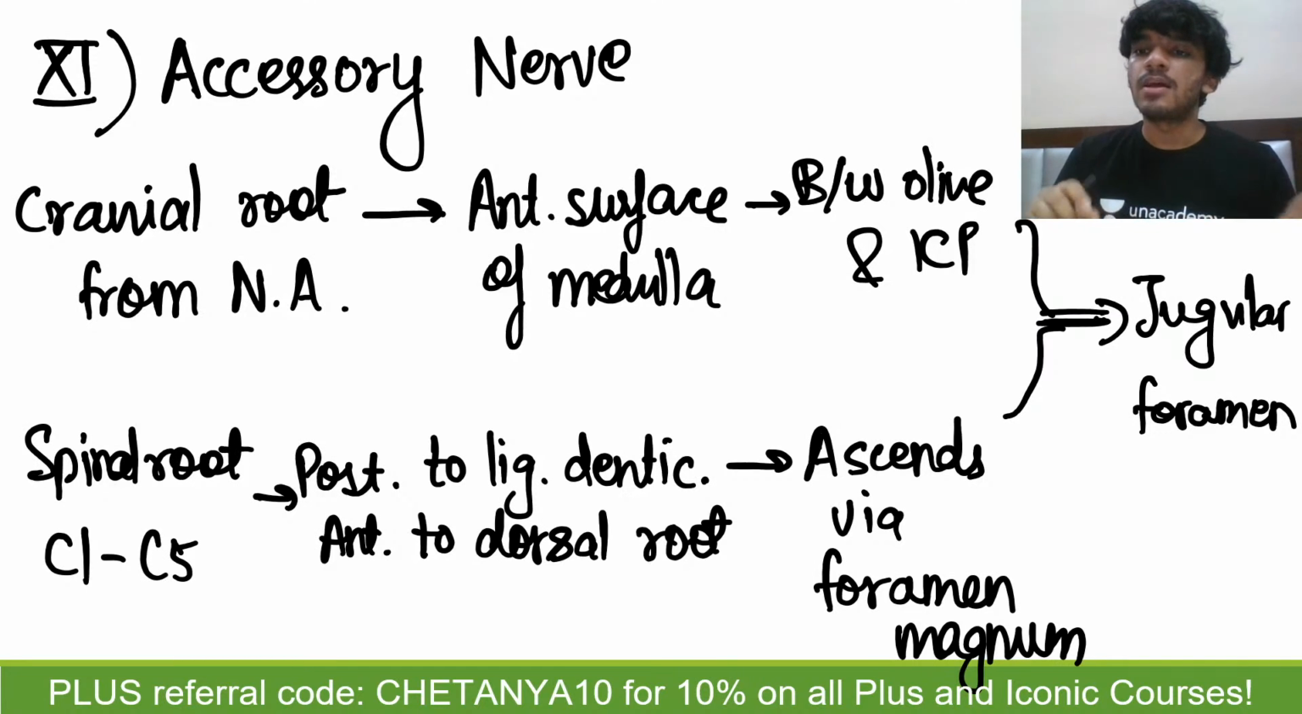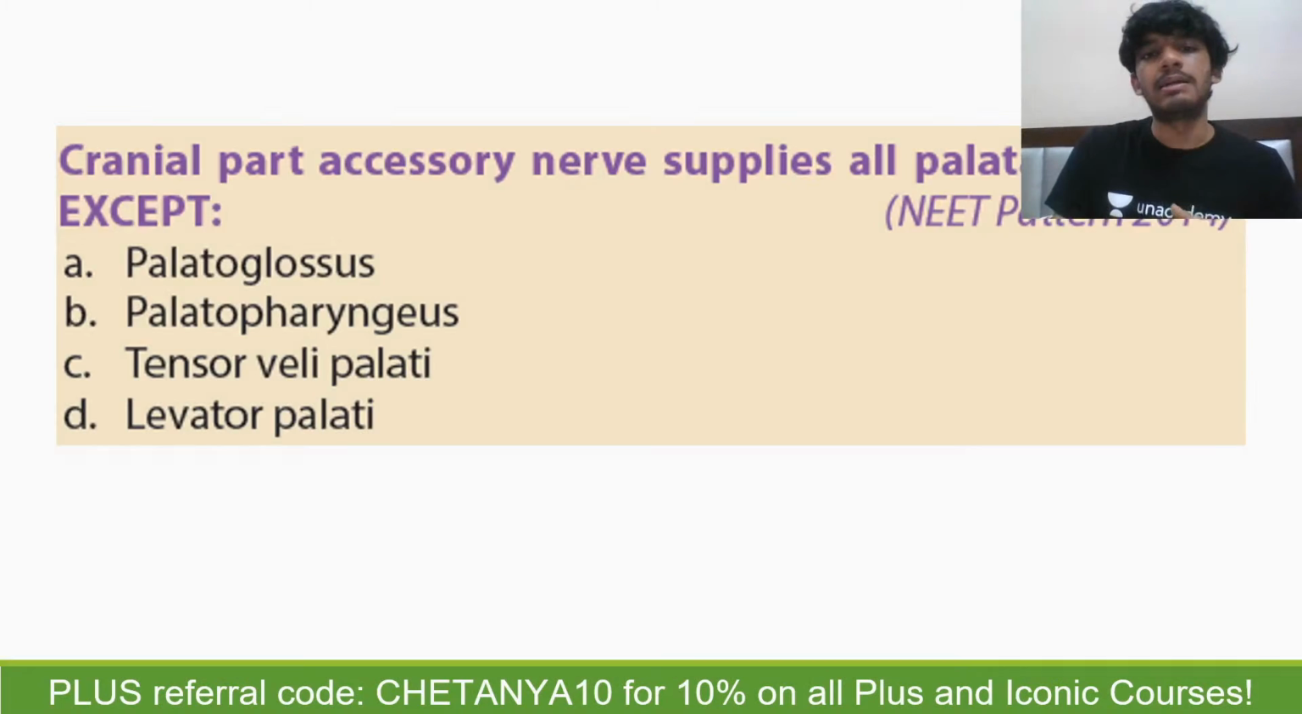Sternocleidomastoid and trapezius. Together, they are present only in the jugular foramen. Before and after the jugular foramen, they are present separately.